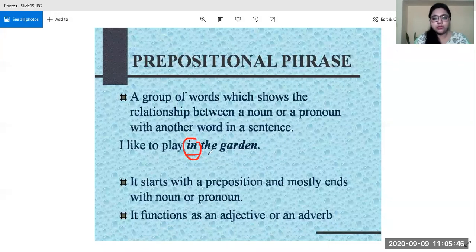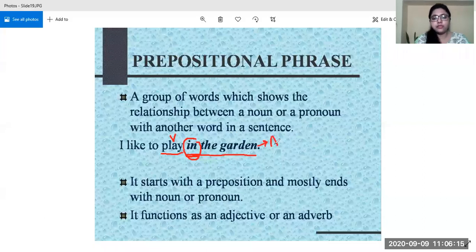Now, any phrase which begins with a preposition is known as a prepositional phrase. We can also see that "I like to play in the garden" has an adverb phrase too, because "in the garden" is telling us the place of the action performed. Play is the verb, the action performed here. So in the garden, where I like to play, it also becomes an adverb phrase.